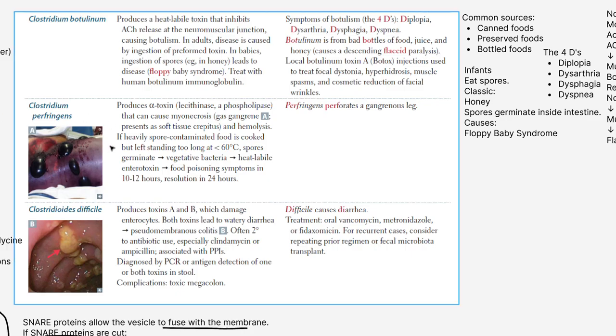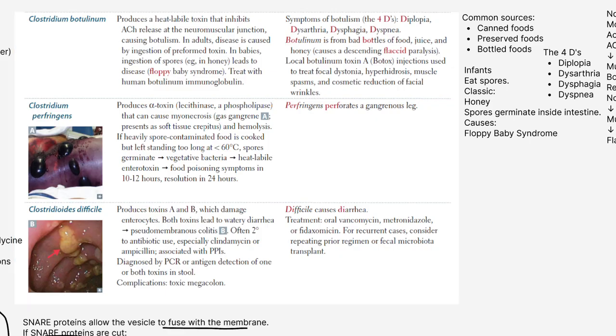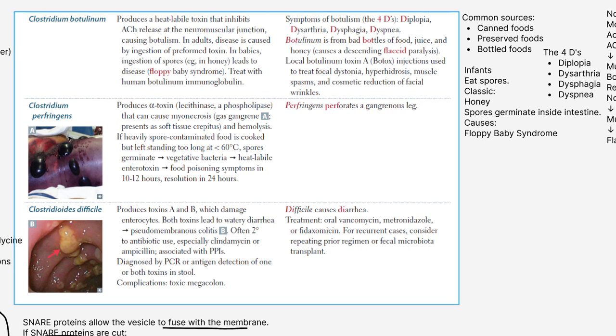We will now move on to Clostridium perfringens. This is basically a gram-positive rod. Also, it's anaerobic, spore forming. The important thing about Clostridium perfringens is this alpha toxin. This alpha toxin is basically a lecithinase. And what does the lecithinase basically do?